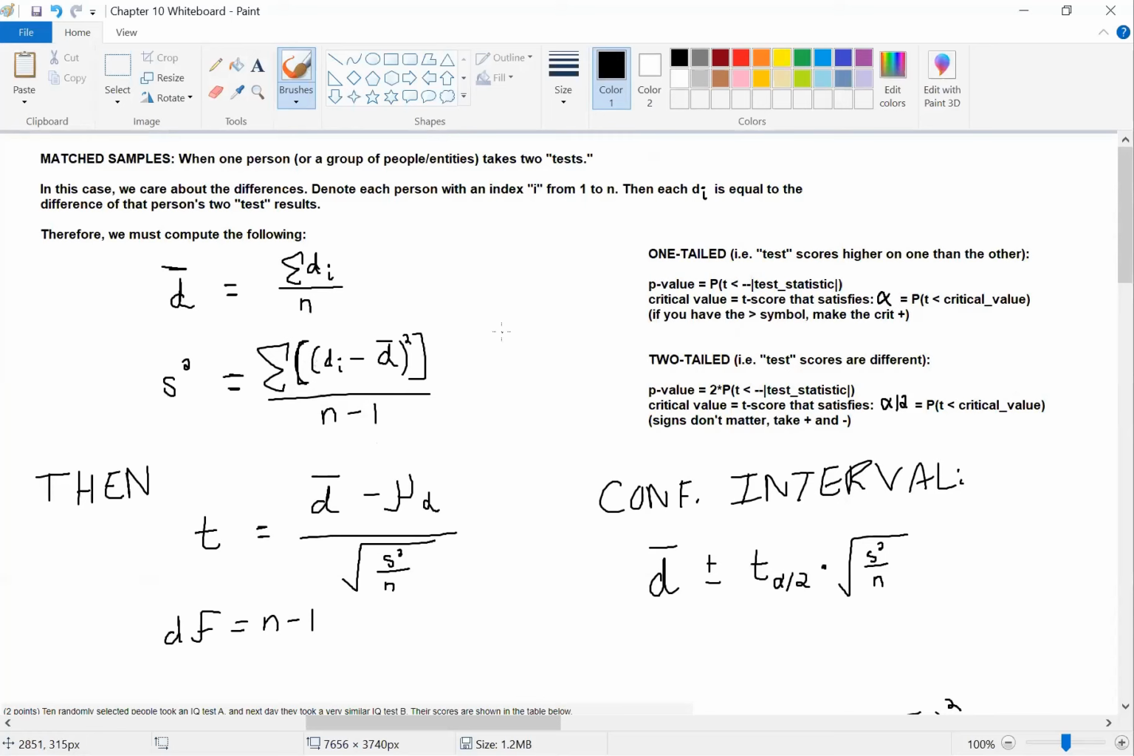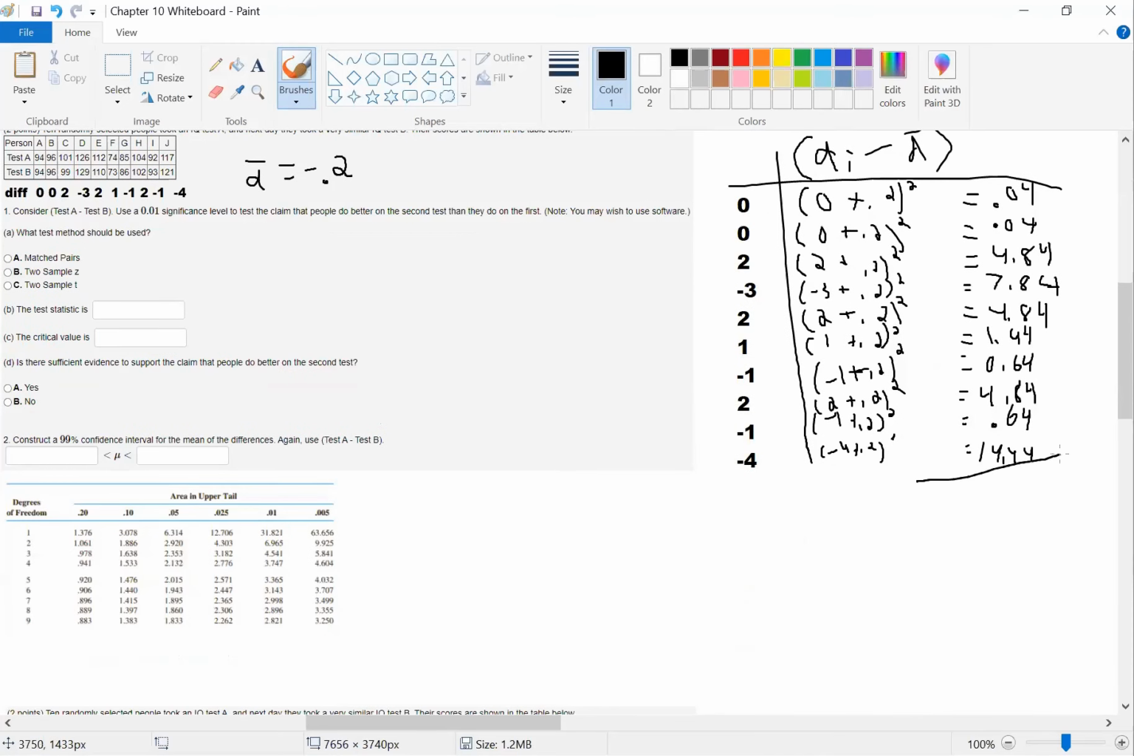Because we sum up the squared differences. If you divide by n, you screwed up already. It's a sample standard deviation, so you have to divide by n minus 1. So now let's add all these together. 0.04, 0.04, 4.84, 7.84, 4.84, 1.44, 0.64, 4.64, 14.44, 39.6. Now we divide this by n minus 1. We have 10 of these. So 10 minus 1.